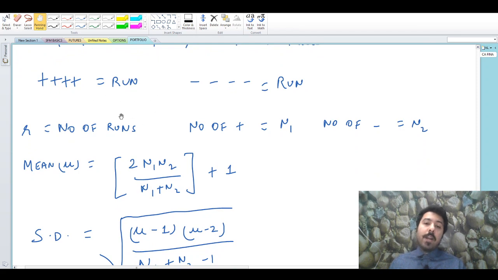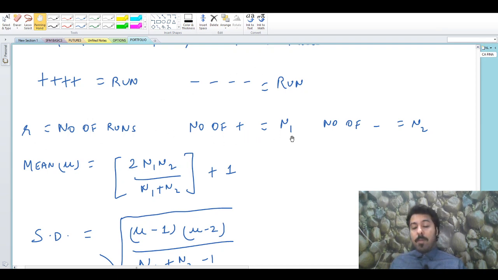You'll be given data of 20 days. For example, Nifty price at day 1 will be given, day 2, day 3, day 4 till day 20. You'll be required to calculate whether it has increased or fallen. So you'll keep on writing plus minus. Then you'll identify how many patterns are there. Like if you have 2 or more plus in a row or 2 or more minus in a row, that counts as a run. So you'll calculate the total number of runs, that will be denoted by R.